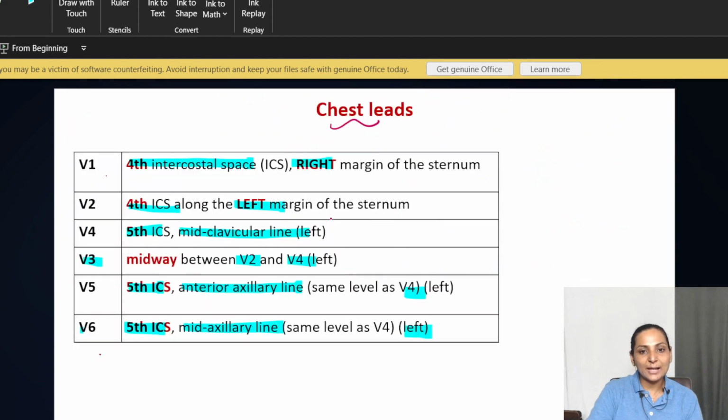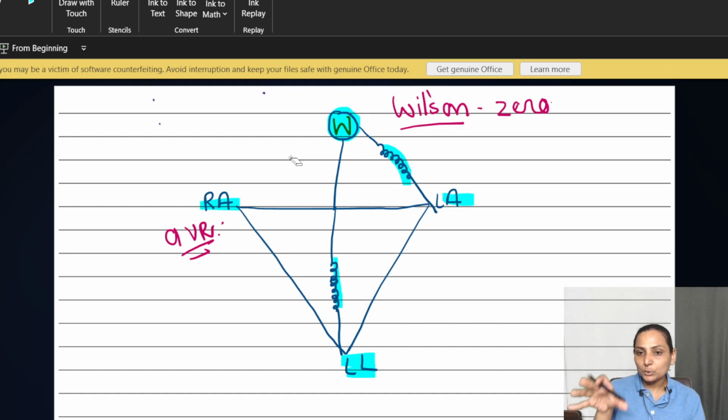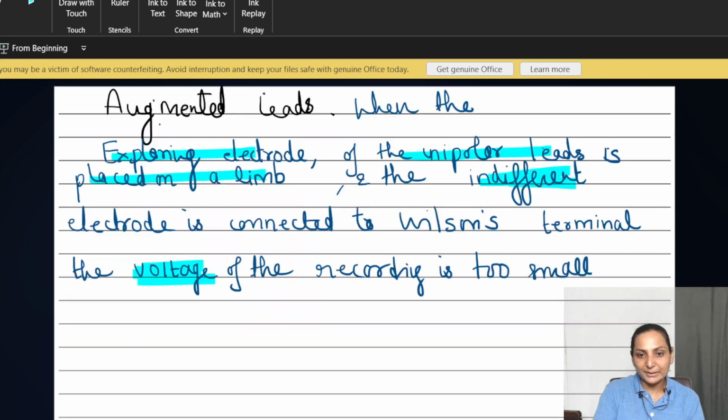That means, see, look into this figure. Now suppose I have to take the augmented limb RA, that is AVR, it will become AVR now. So what will we do? We are going to detach this. We will detach only this terminal, right, and leave the other two terminals, but the right arm connection we will remove from the Wilson's terminal, and it will become augmented.